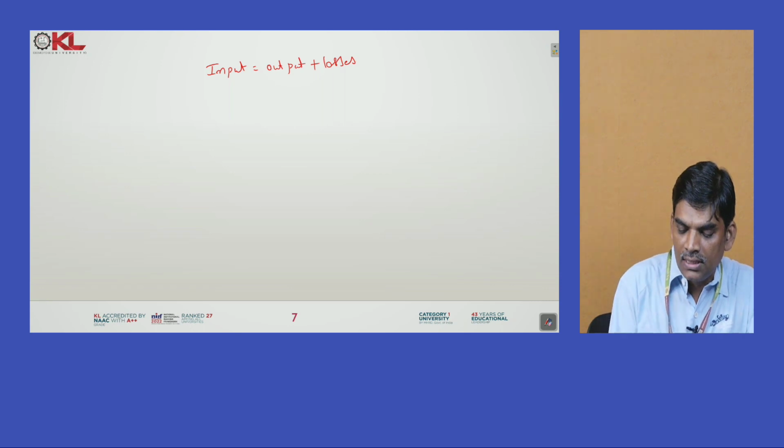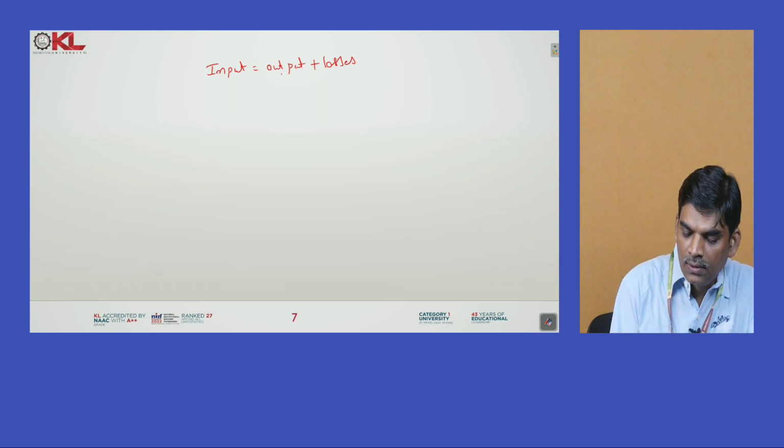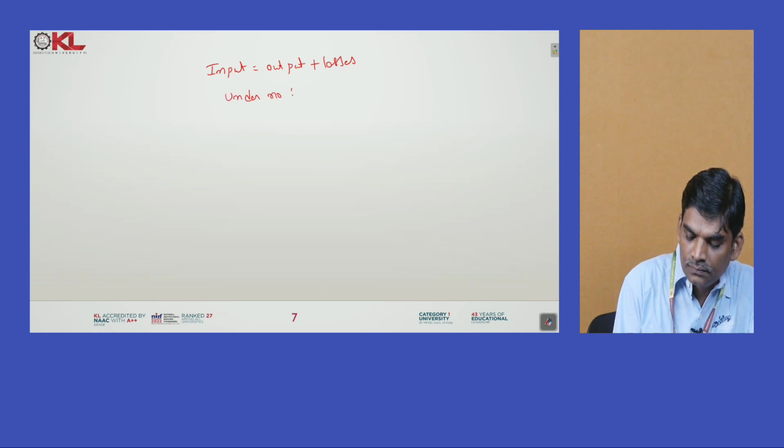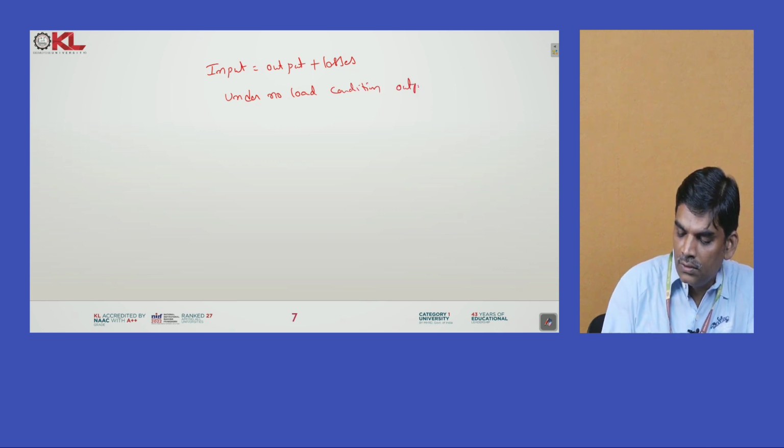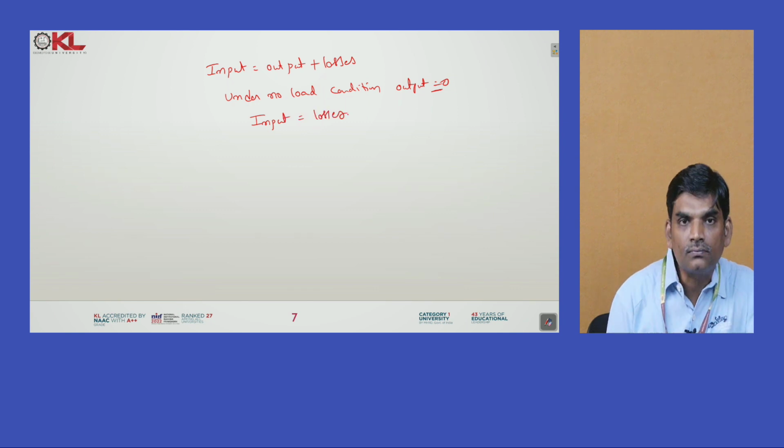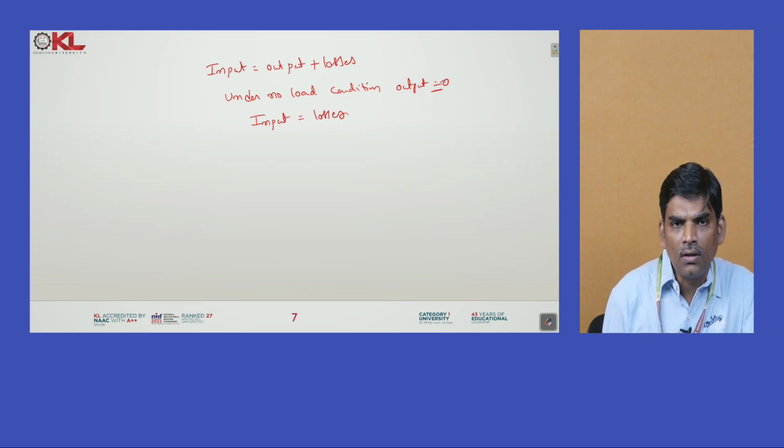Swinburne's test is nothing but a no load test. Under no load condition, output is equal to 0. So under no load, the total input is equal to only losses. What are the losses available?